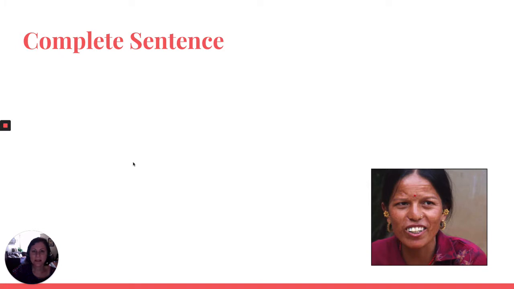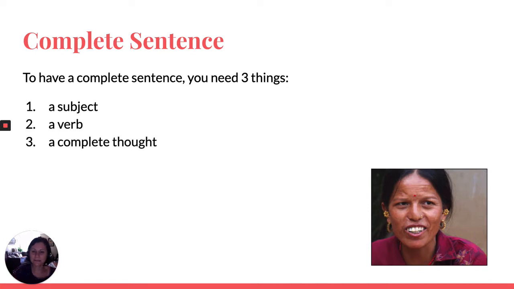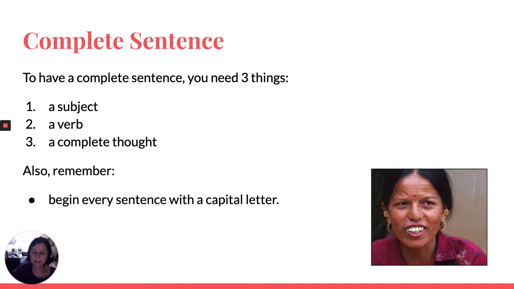Let's talk a little bit more about what makes a complete sentence. To have a complete sentence, you need 3 things. First, a subject. Second, a verb. And third, a complete thought. It's very important to have all of these 3 things in your sentences. Also, don't forget, we begin every sentence with a capital letter and end it with a period.